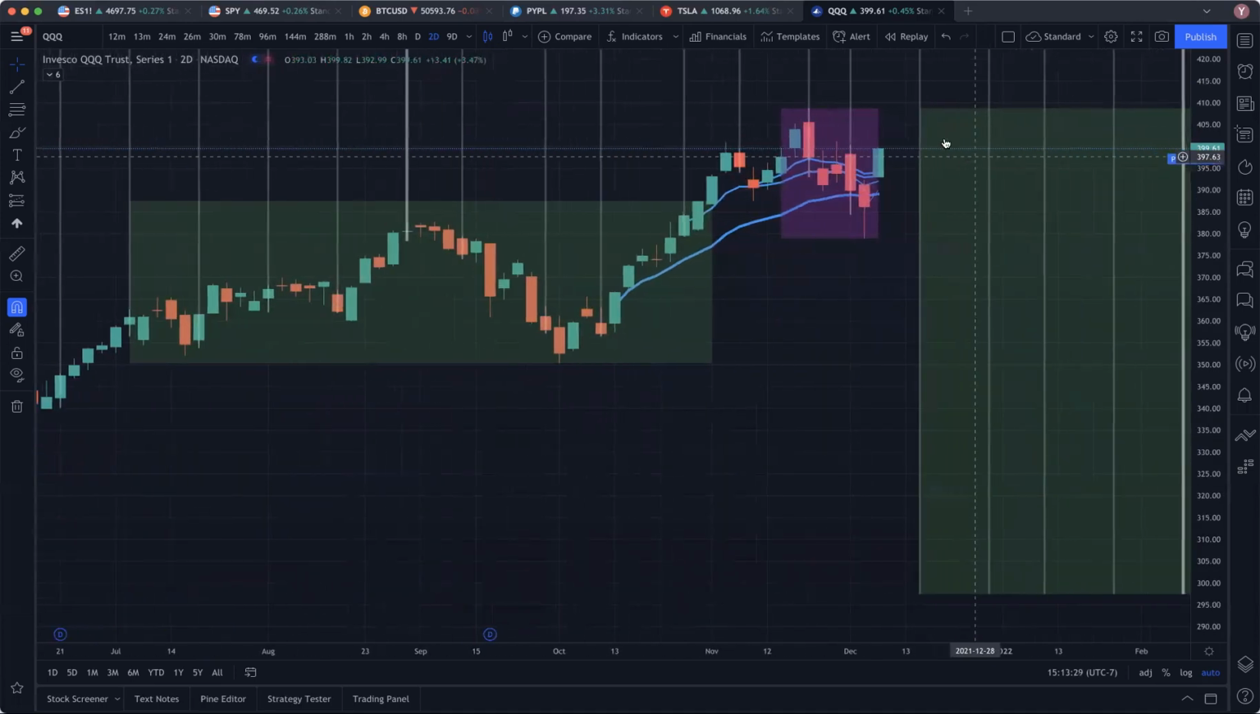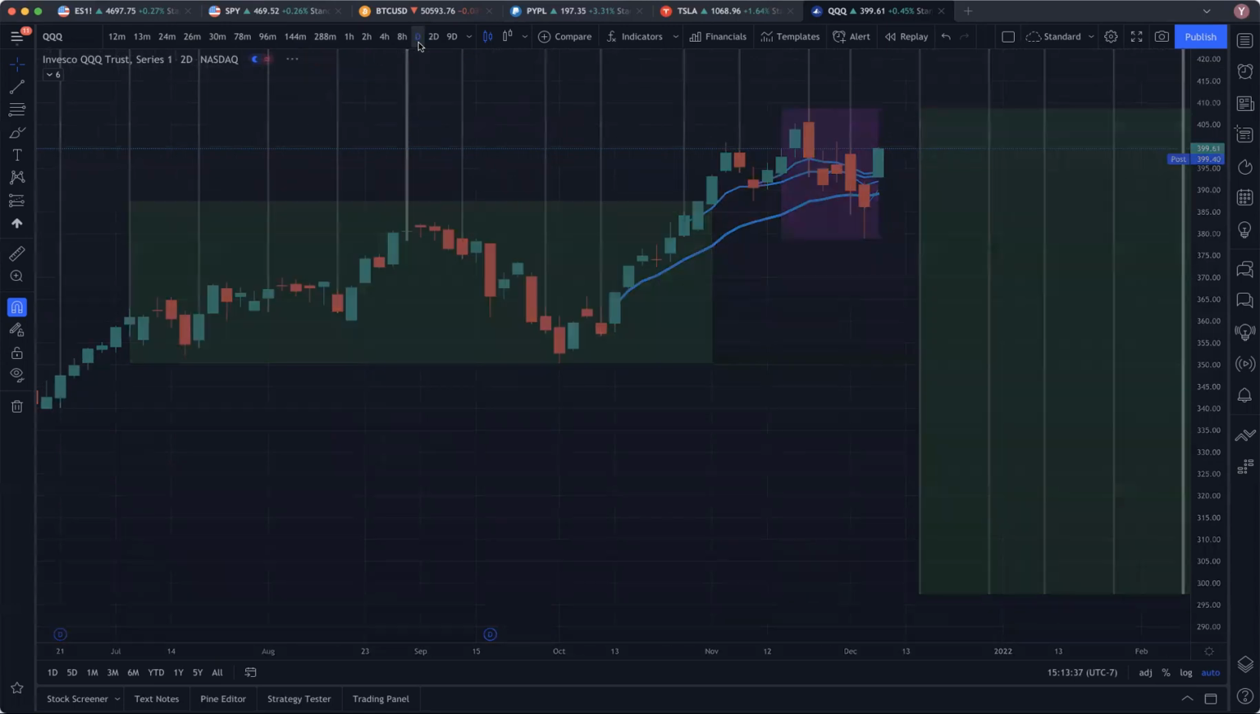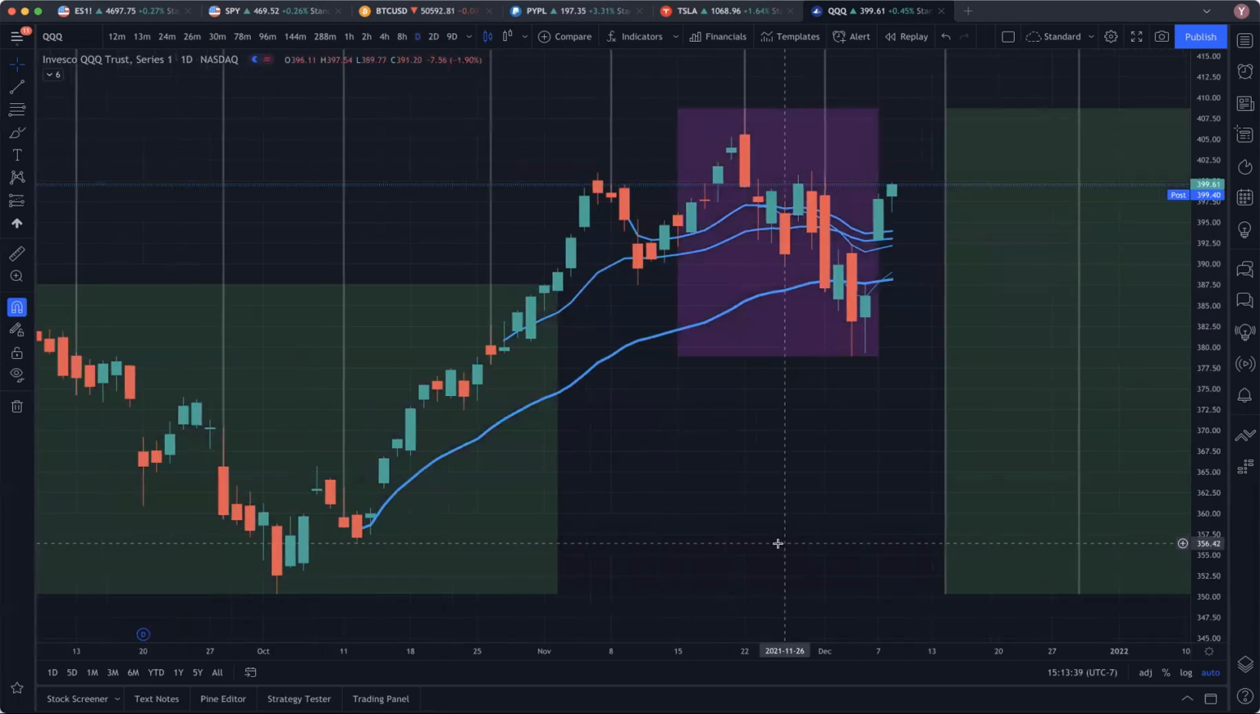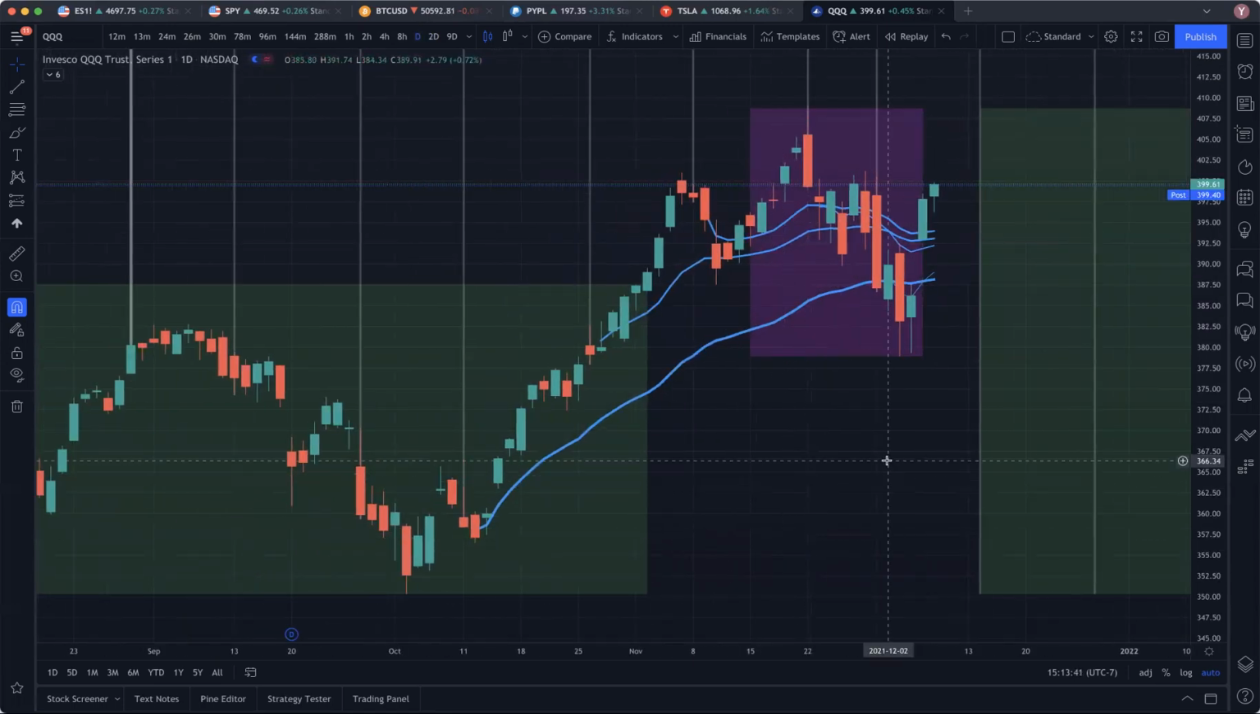Okay, so let's zoom in. Let's go to a daily view. Now, the light gray lines, again, these are natural cycles. And we'll go to a daily view here from a 2-day. And these things have an uncanny ability to identify local highs and local pivots.